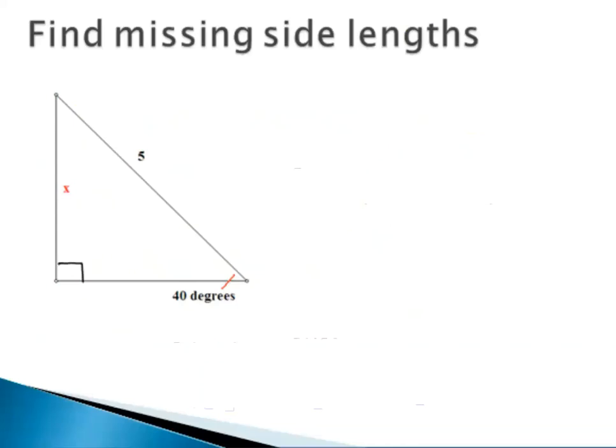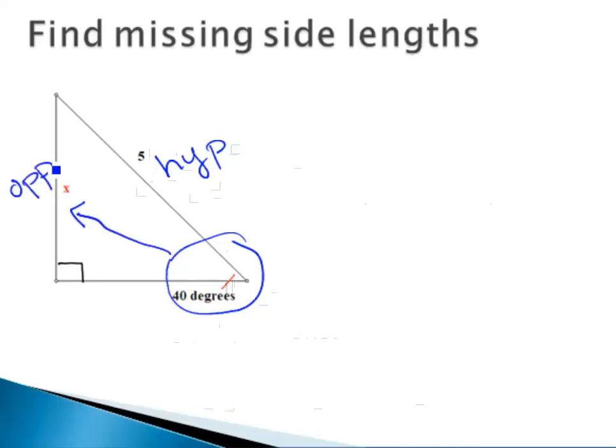Using trig, we can find both side lengths and angles. Let's do an example of a side length. We always start with the angle we know. We are told that this angle is 40 degrees. From there, we're going to label our sides. The 5 is across from the right angle, so that's the hypotenuse. The x is across or opposite from our 40-degree angle. Opposite and hypotenuse is sine.